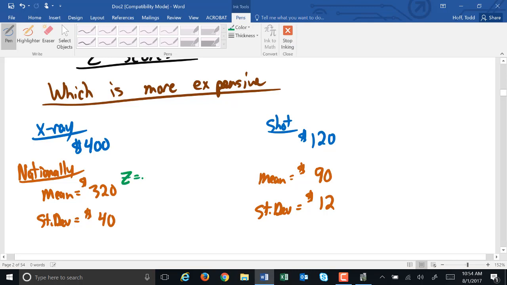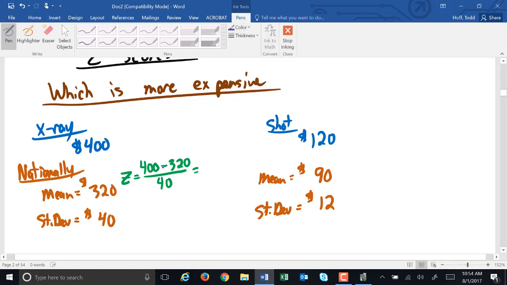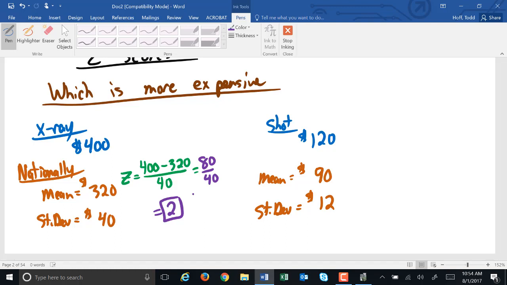For the x-ray, the z-score would be found by doing what? Yeah, 400 minus 320, and then dividing by standard deviation. So 400 minus 320 is 80. Divided by the standard deviation of 40 is a 2. It's a positive 2. So what that means is the x-ray is 2 standard deviations above the national mean.